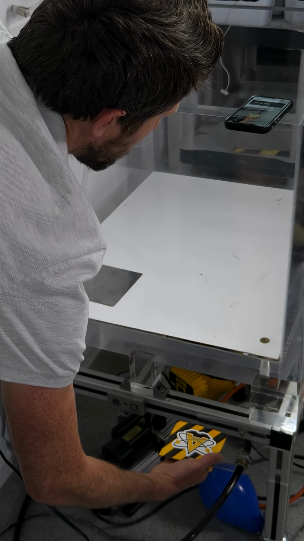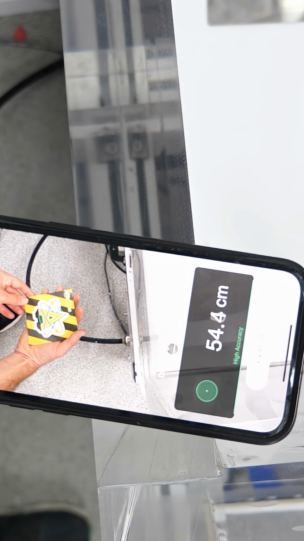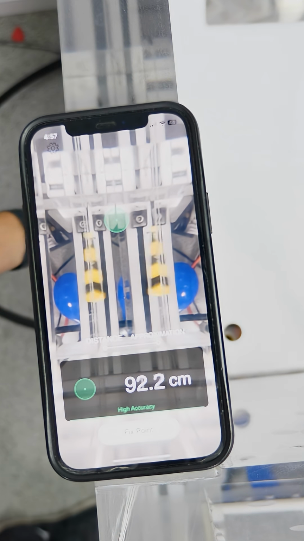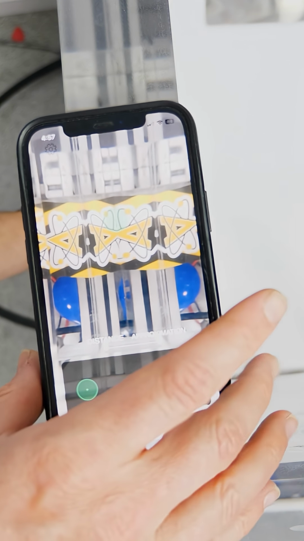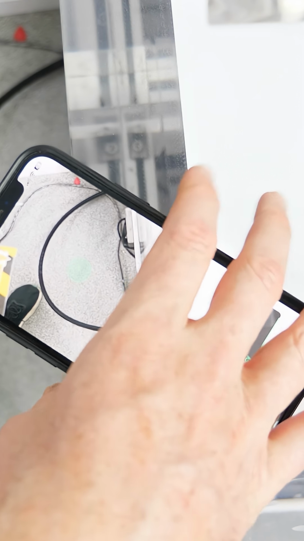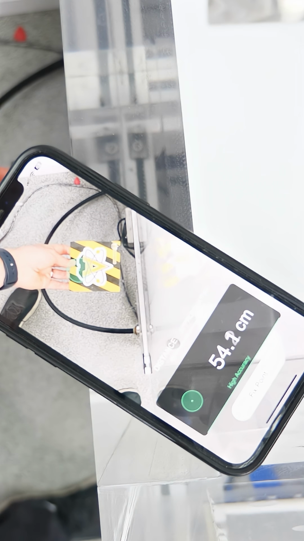I'll use the wall of my vacuum chamber here. I can still focus on the sticker shining through the whole length of the acrylic. First, when I just focus the sticker through the air, it gives me about 54.2 centimeters. But now when I do it through the acrylic, it gives me about 82 centimeters. That's a huge difference. So it would seem that the speed of light has actually slowed down significantly.